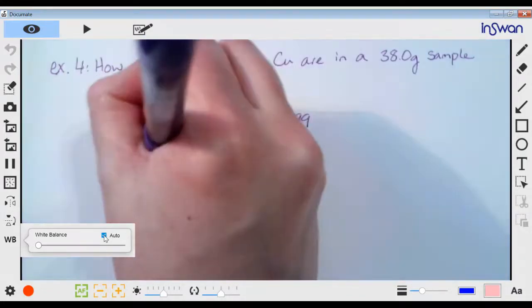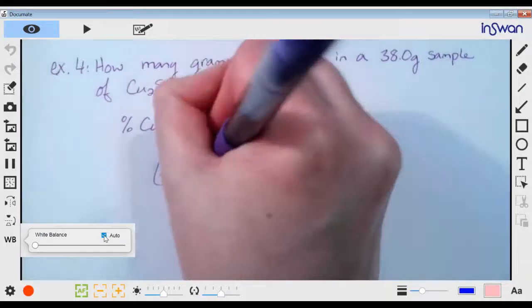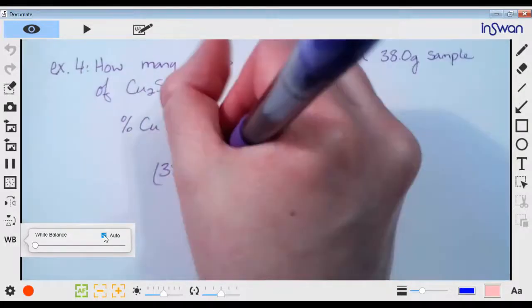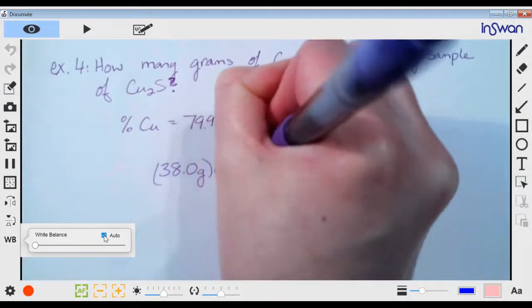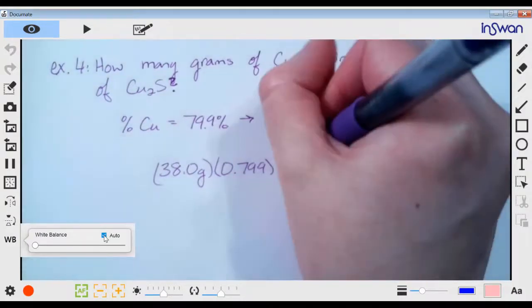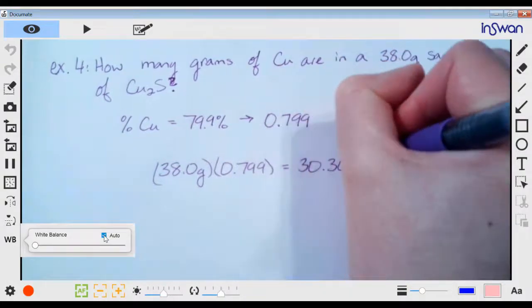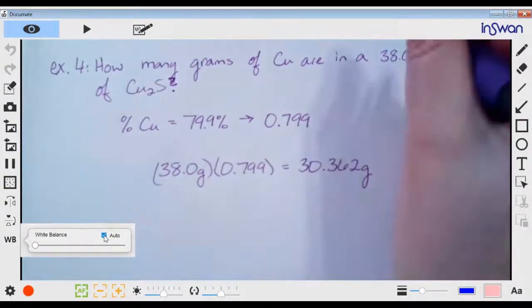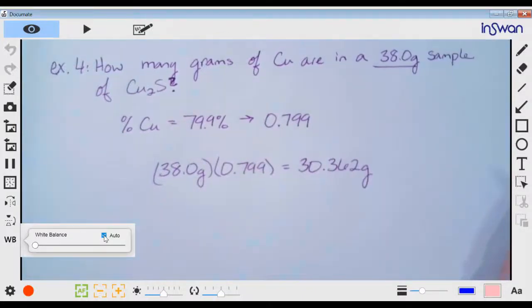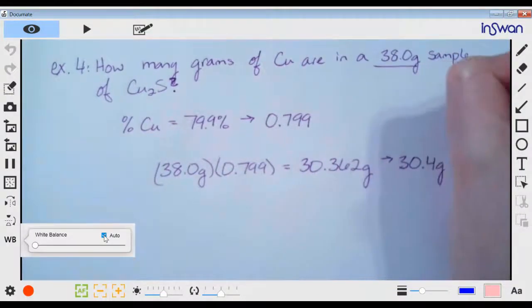So I'm going to take 38.0, going to multiply it times that percentage as a decimal, so 0.799. Which gives me a mass of 30.362 grams. So now I need to think about sig figs. I have 3 sig figs here, so that's what I'm going to round to. So this is going to give me 30.4 grams of copper.